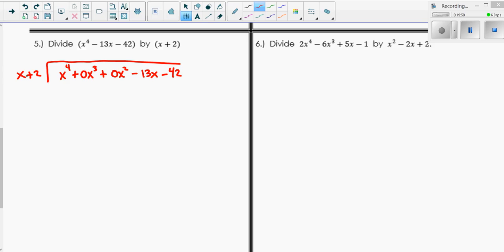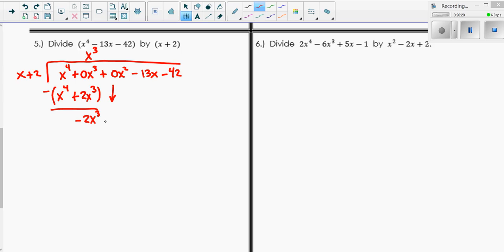So I can do that by putting an x to the third here. Multiply x to the third times x, I get x to the fourth plus 2x to the third. I want to subtract these. You would know that you missed a placeholder here if you do not have terms lining up that were like terms. So notice these are like terms because I put that placeholder there. Okay. My first terms cancel. 0 minus 2 is negative 2x to the third.